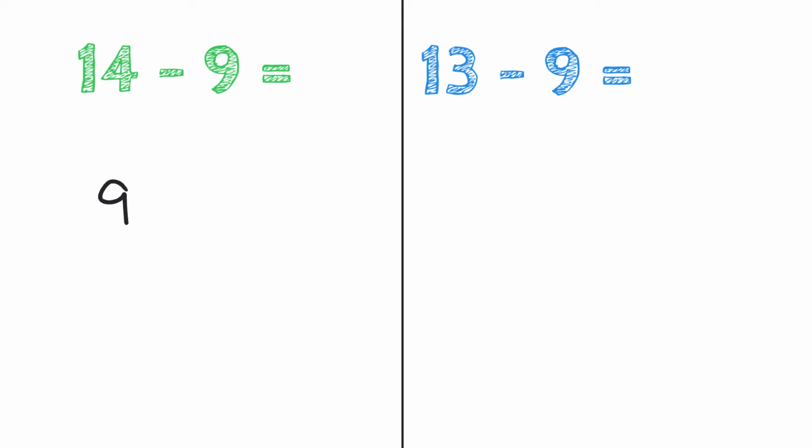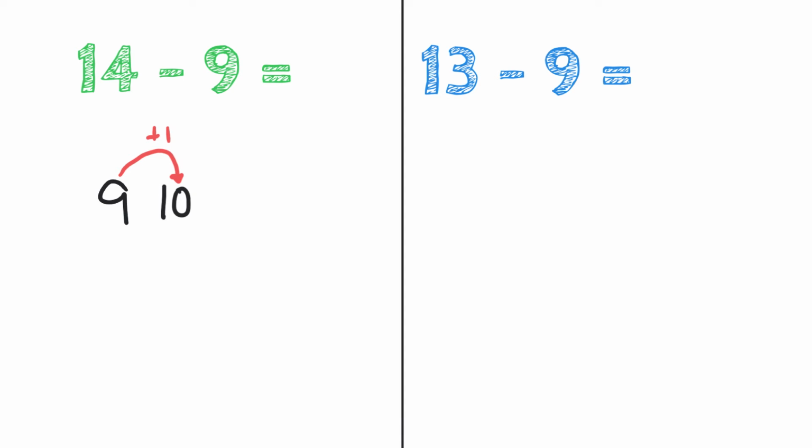Now we're going to go from 9 to 10. Remember, we always want to go to 10 first because 10's a nice, easy number to work with. So we're going to go from 9 to 10. That is going to be how many? How many does it take to get from 9 to 10? Yep, that's right, 1. So I'm just going to write plus 1 right there.